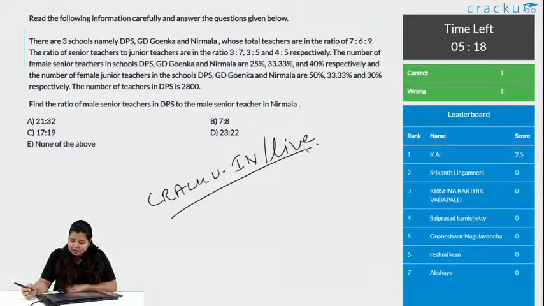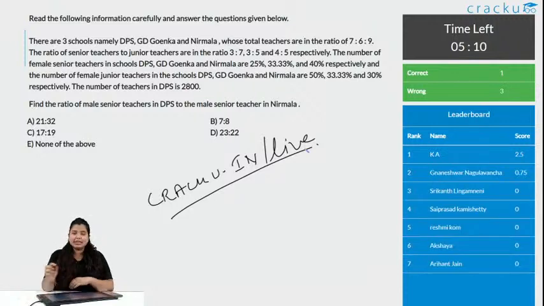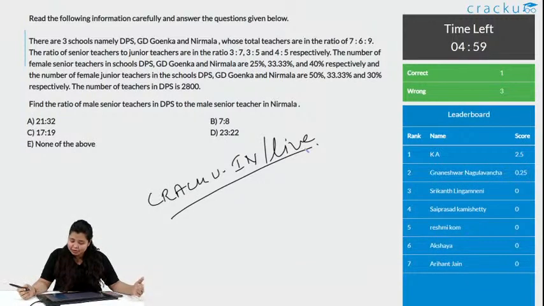Okay, one person got this correct and one wrong. Read the data, the first line and the last line. If you get the first line and the last line, you will get the entire thing. Okay, 3 people got this wrong.